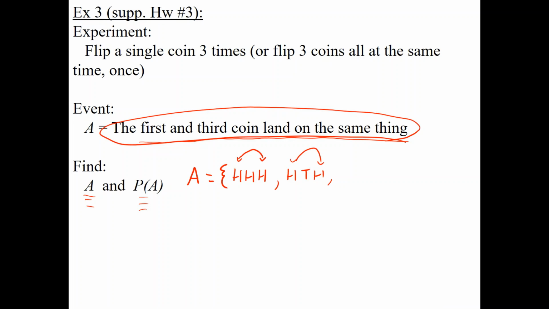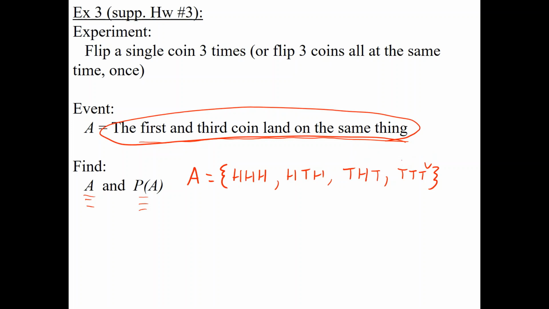What other outcomes do we have in this experiment? The two that are already there seem to be the only ones where the first and third coin land on heads. So what's left is all the outcomes where the first and third coin land on tails. For example, we have tails, heads, tails. Again, those two are the same. And what else? Sorry, it's looking a little sloppy here. And then the last one, tails, tails, tails. Again, the first and third match. So there's event A right there. All right, let me get rid of these arrows to clean it up a little bit.